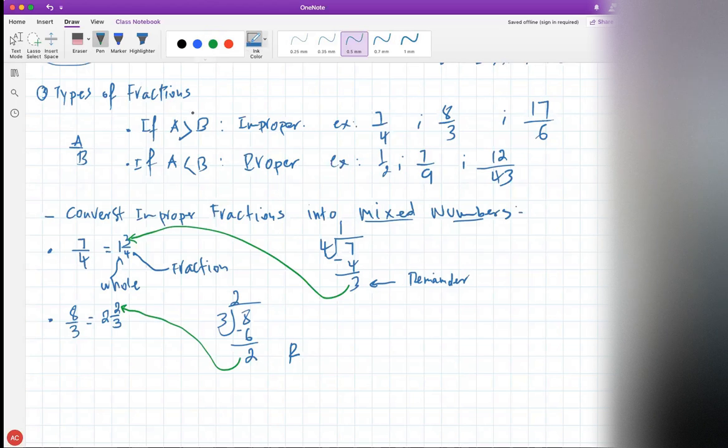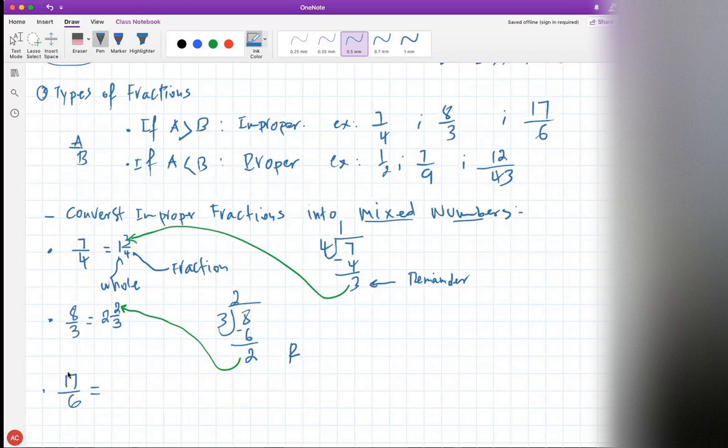Okay, so it's pretty simple to convert improper fractions into mixed numbers. Let's do the other one, 17 over 6. What is the mixed number of this fraction? Or what's the whole part at least? 6 goes into 17 twice.